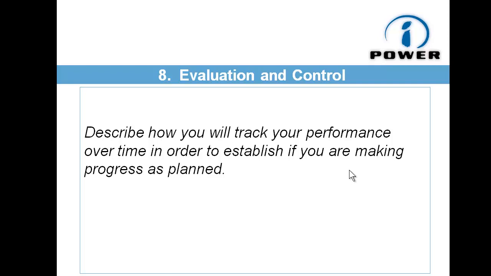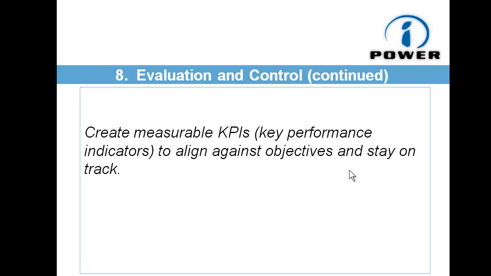Say, for example, every single month you want to have a look at your accomplishments and to compare it with your plan. And you have to have a clear idea what kind of mechanisms you will be using in order to monitor your progress. That's where it's very helpful to define your so-called KPIs or key performance indicators. They will help you align against your objectives and they will help you stay on track.